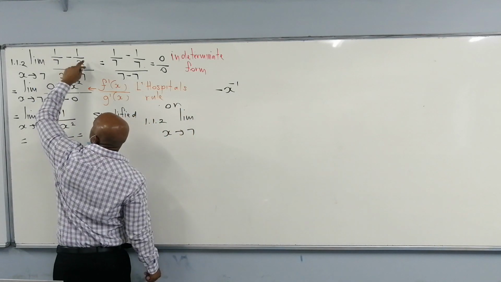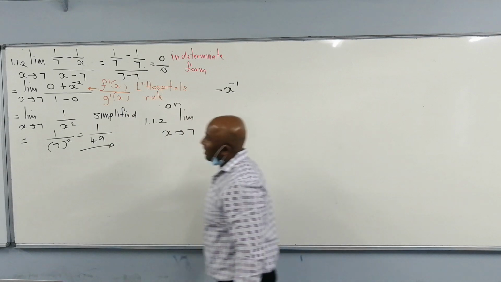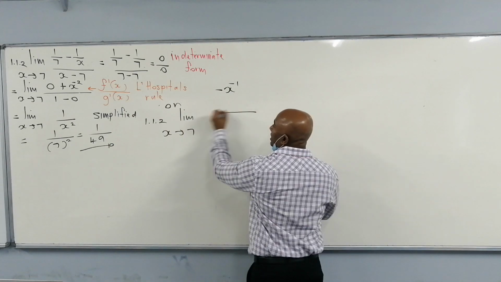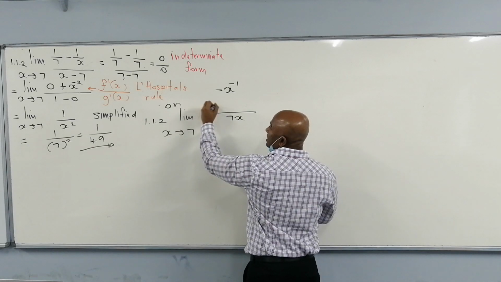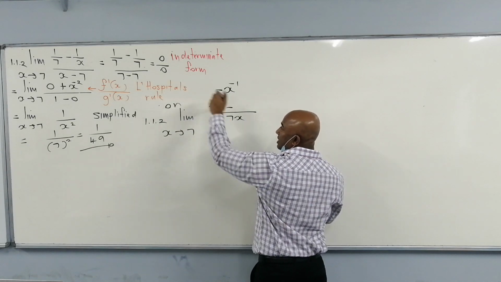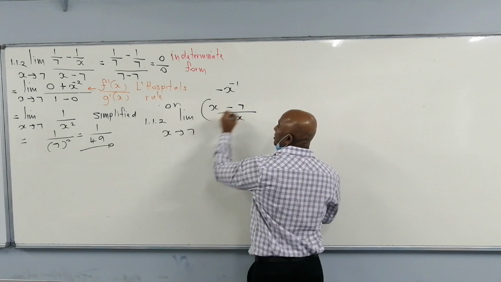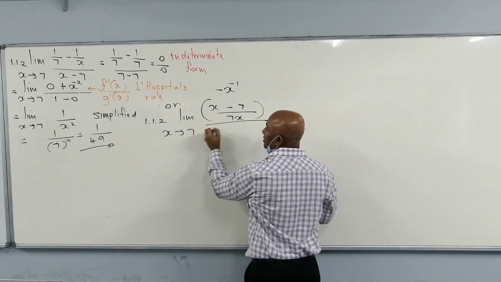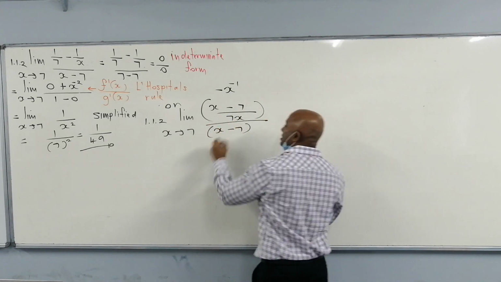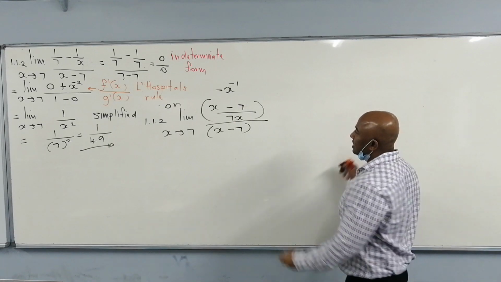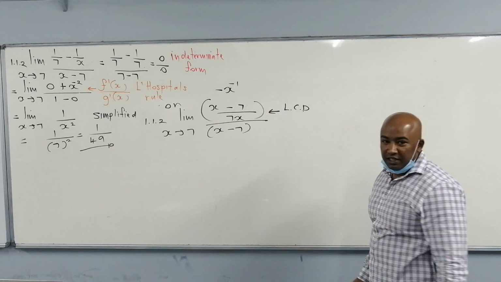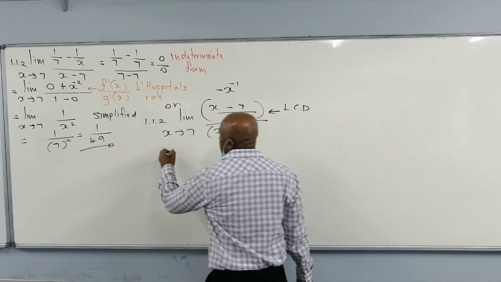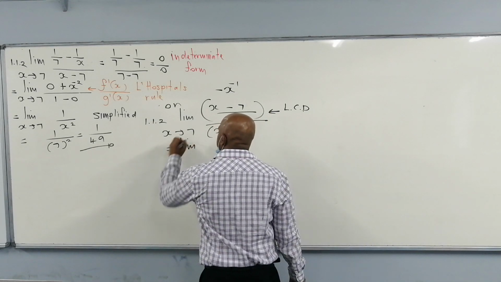I'm going to find the LCD here. My LCD there is going to be 7x. So I'm going to be multiplying 1 by x and this minus 1 by 7, which is minus 7. So there's my top fraction, all divided by x minus 7. So this is the LCD. That's what I did. So now I can simplify this further.